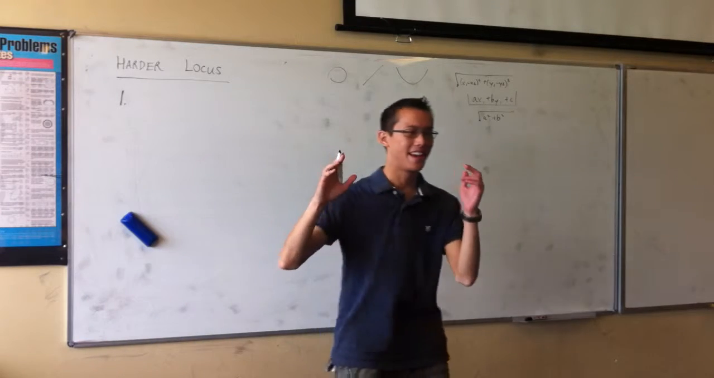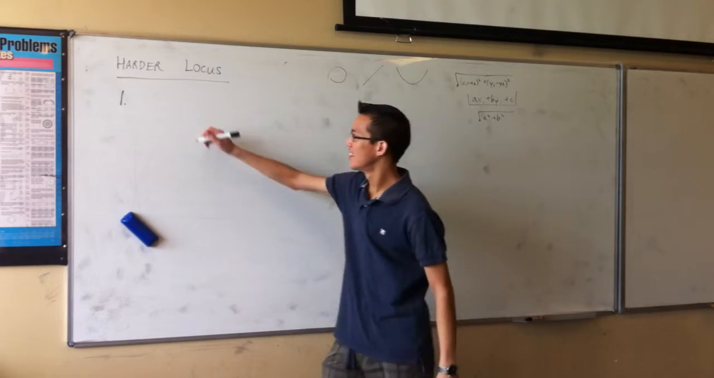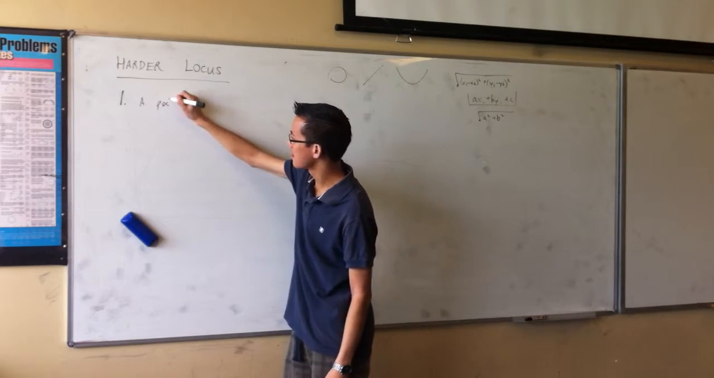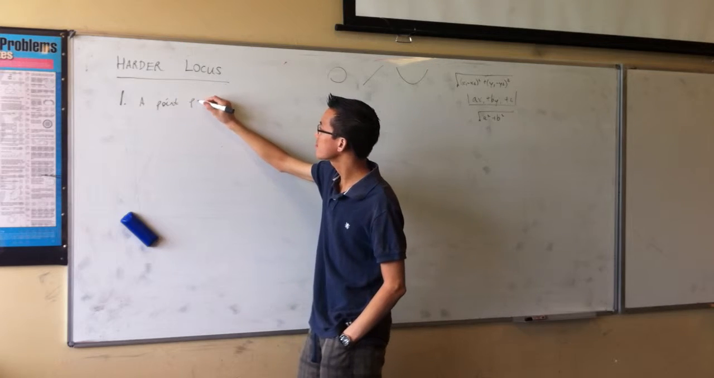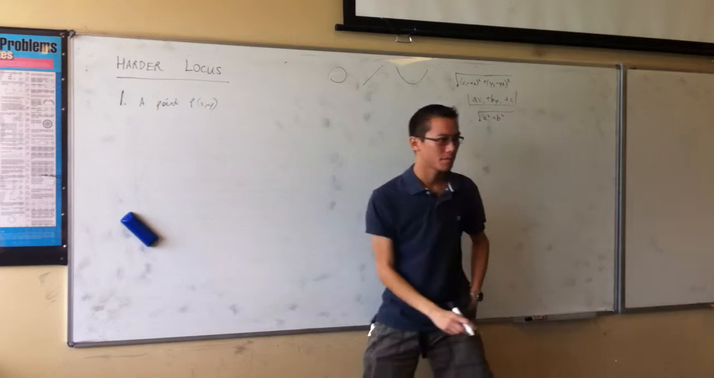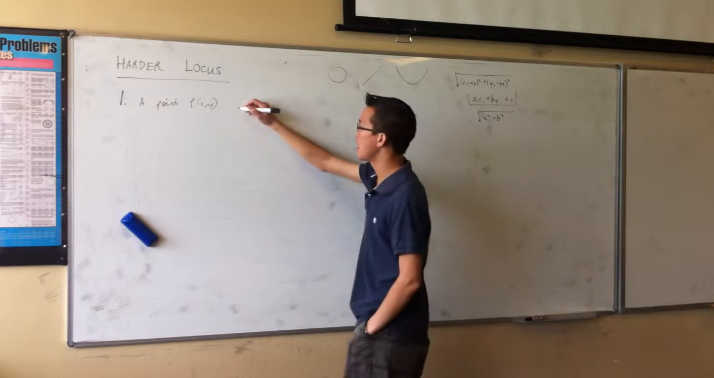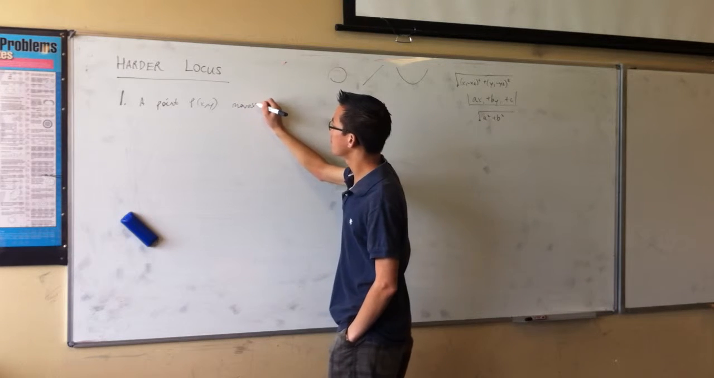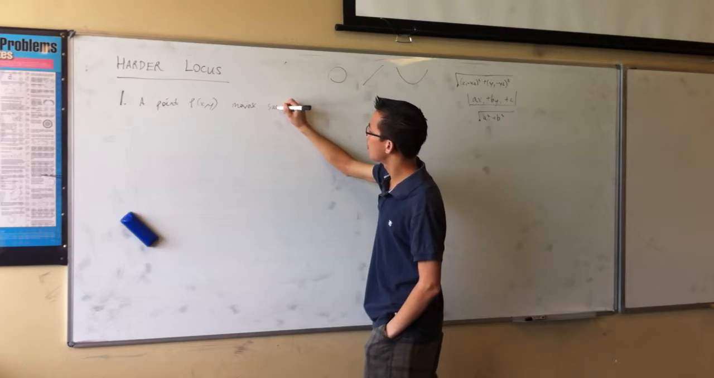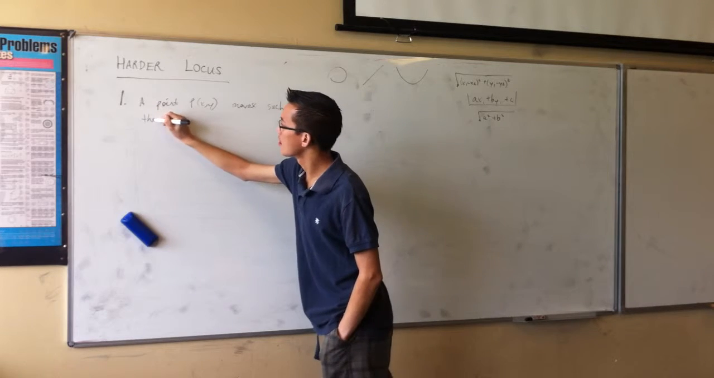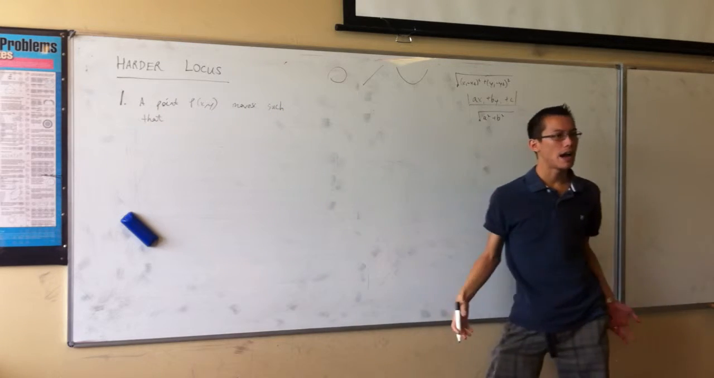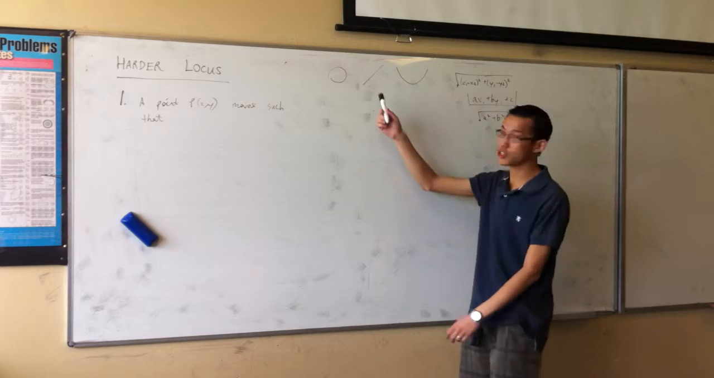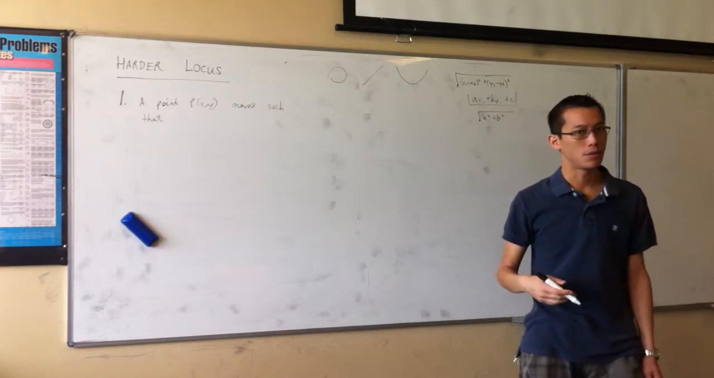Let's start with, how does a Locus question start? A point, P. Okay. It moves such that, now, what I'm going to describe is going to be very similar to the straight line that we had before, okay?